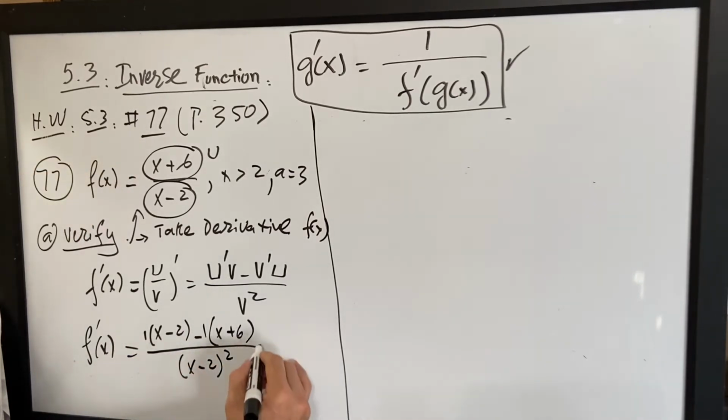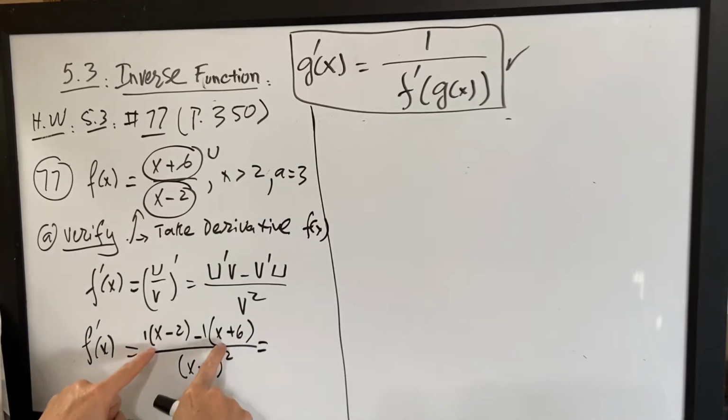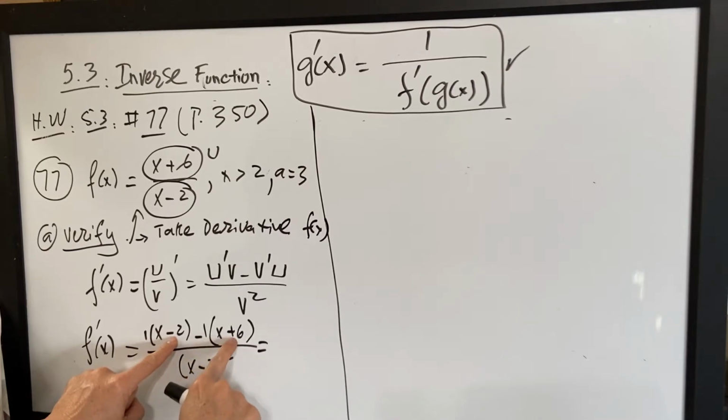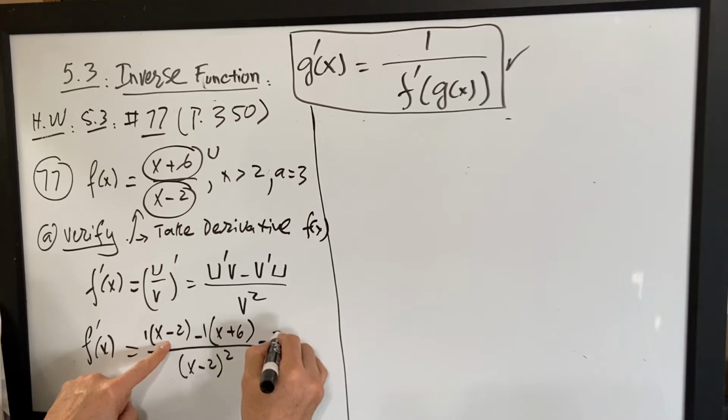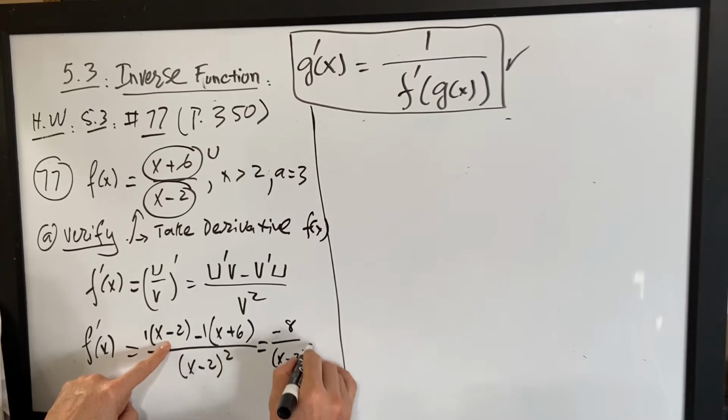Now, work this out. Simplify the numerator. You see right away, x minus x, that's 0. Negative 2, and you distribute the negative into positive 6, you get negative 6. So you get negative 8 over x minus 2 squared.